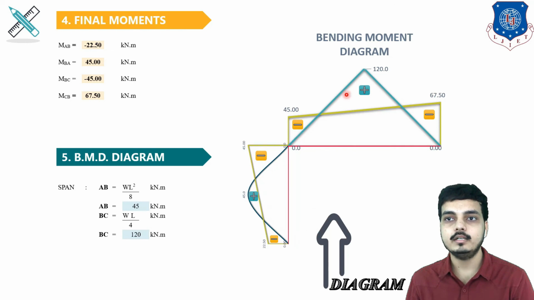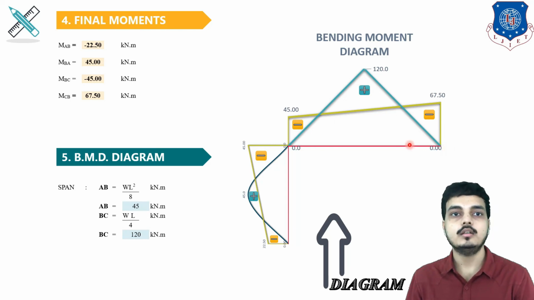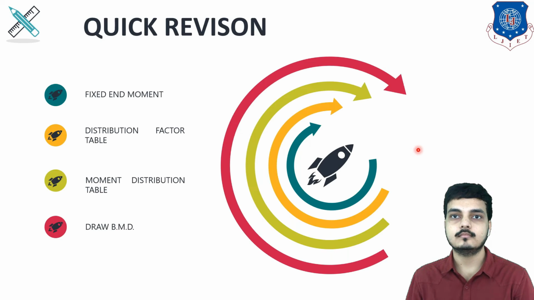At last, the center span moment. For UDL of 40 kilonewton, the value is WL square by 8, 45. And for point load, WL by 4 will be 120. So make it as a triangle. So this was the sum on frame without sway.